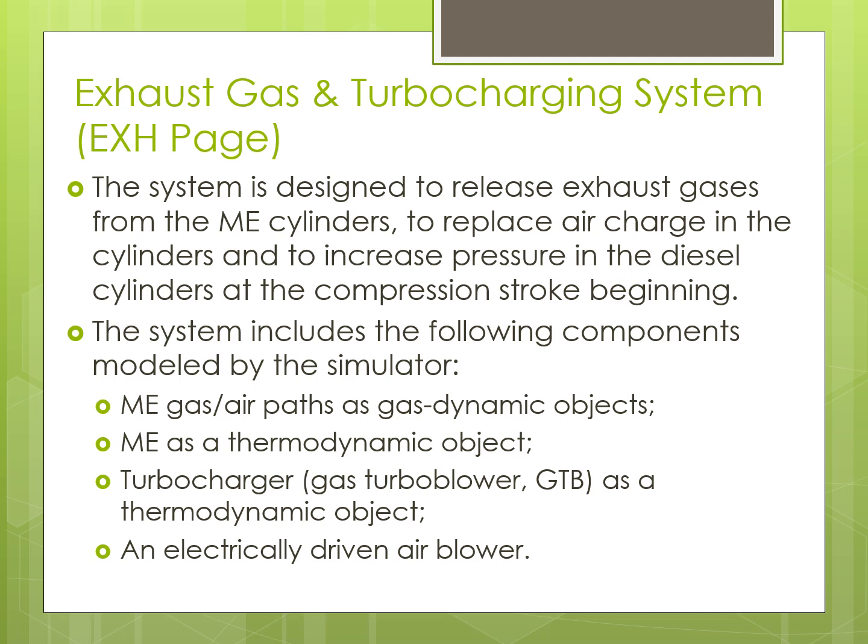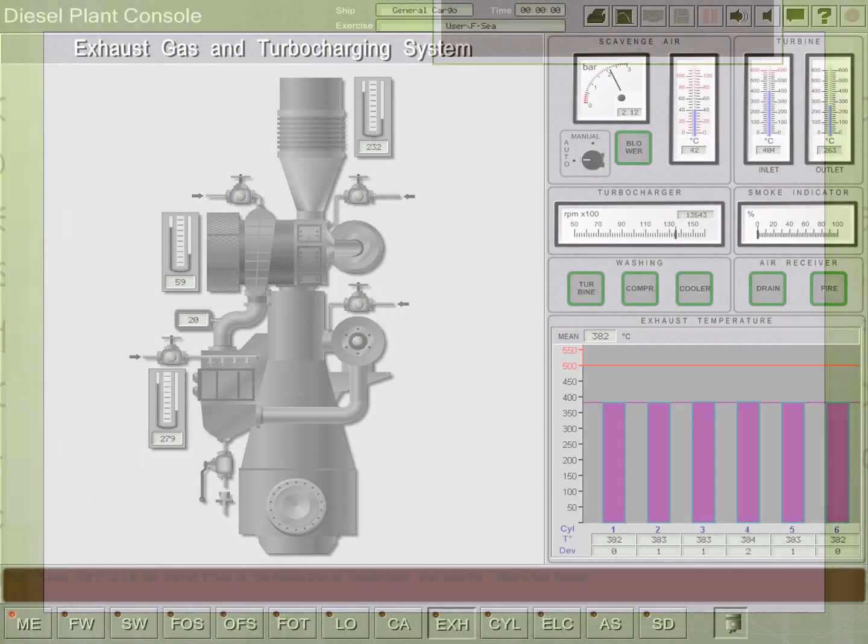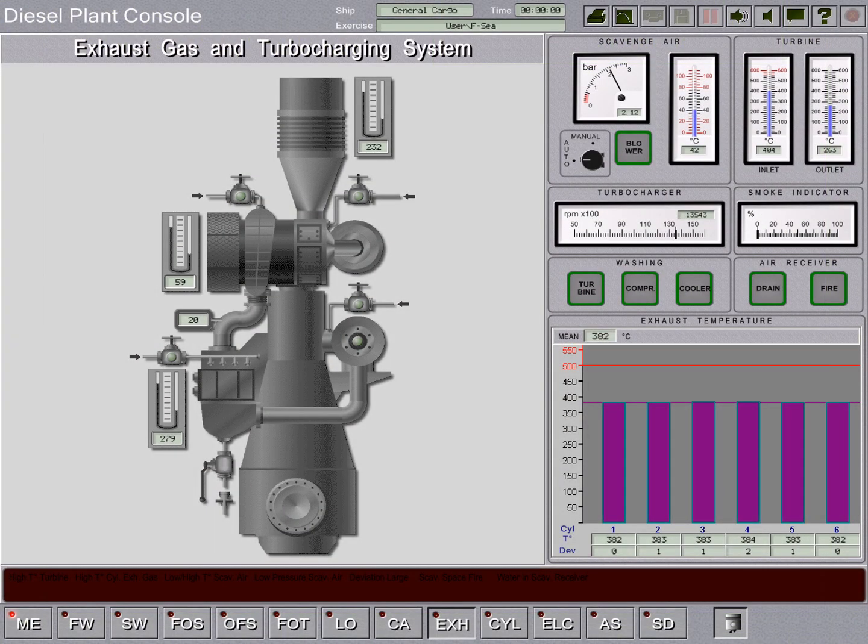The system includes the following components modeled by the simulator: ME gas air paths as gas dynamic objects, ME as a thermodynamic object, turbocharger as a thermodynamic object, an electrically driven air blower. Exhaust gas and turbocharging system, EXH page.